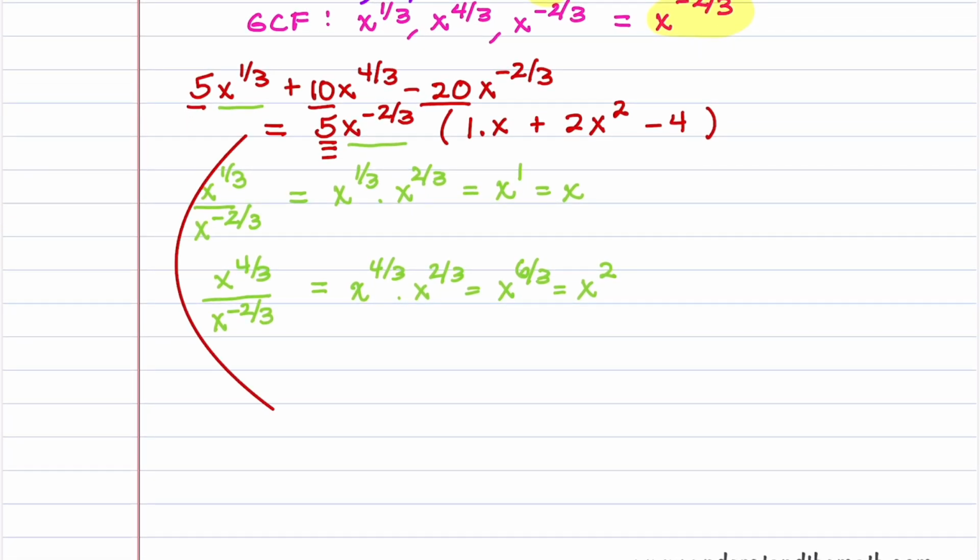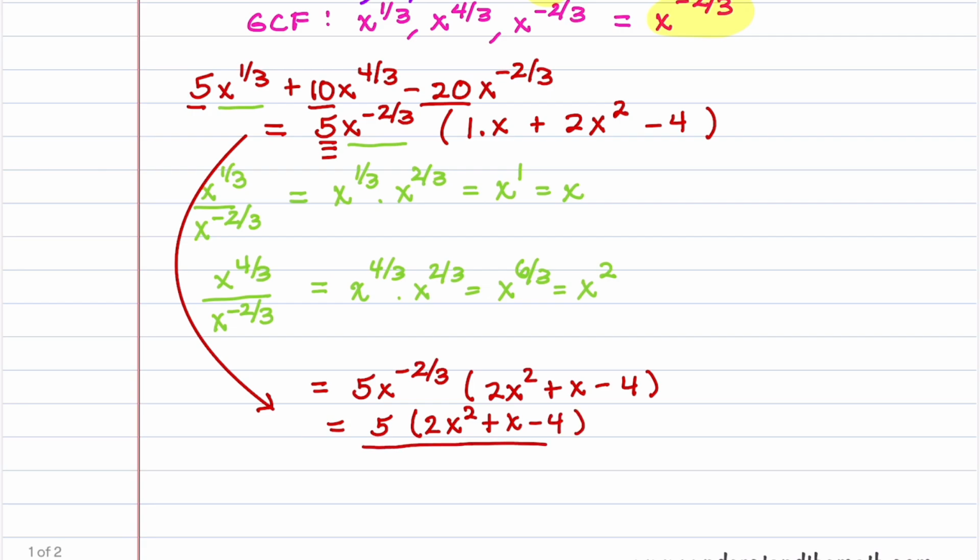Our answer then looks like this. We have a 5x to the minus 2/3, and then writing our polynomial from the highest power of x to the lowest, we have 2x squared plus x minus 4. It's usually best to rewrite this and put the negative exponent in the denominator. So this is going to look like 5 times the quantity 2x squared plus x minus 4, all divided by x to the 2/3. And that's our final answer.